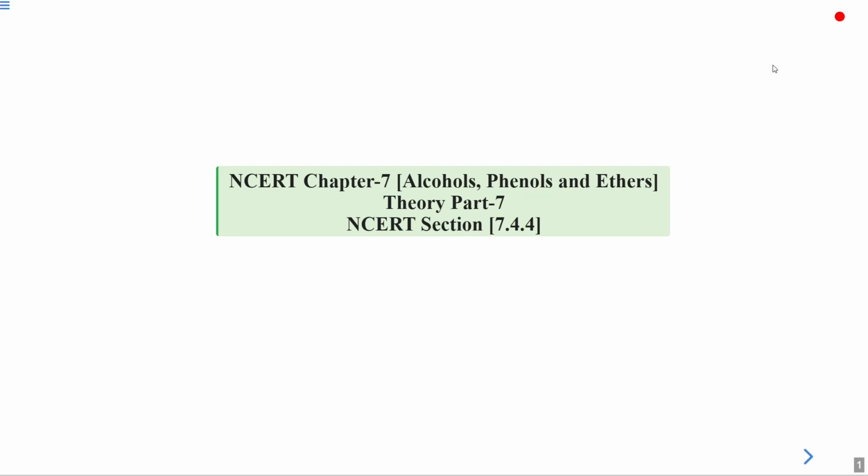Hello, students. So let's continue our NCERT chapter 7, that is alcohols, phenols, and ethers. And today is the theory part 7.